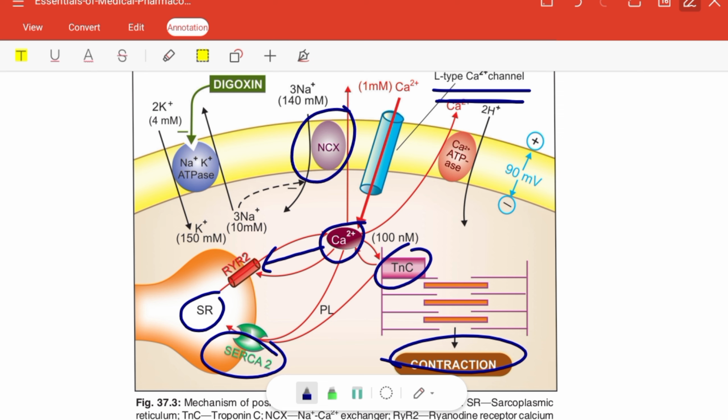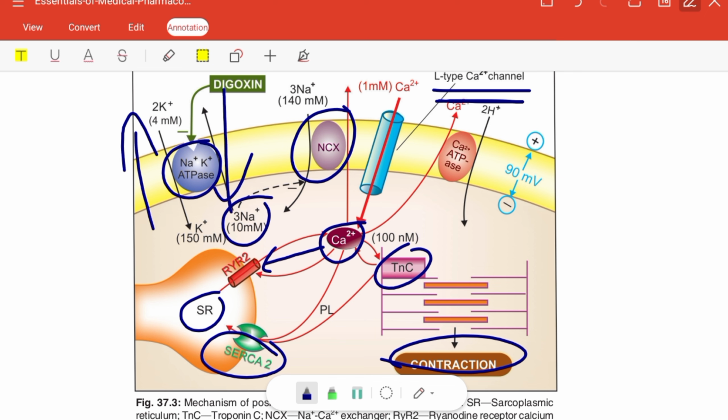After that, the 1% calcium which was released by the L-type calcium channel is let out by the sodium calcium exchanger. This sodium calcium exchanger lets in 3 sodium inside and takes back the calcium. This sodium has no role, and it is exchanged by the sodium potassium ATPase. This sodium potassium ATPase takes out the sodium and lets in the potassium.